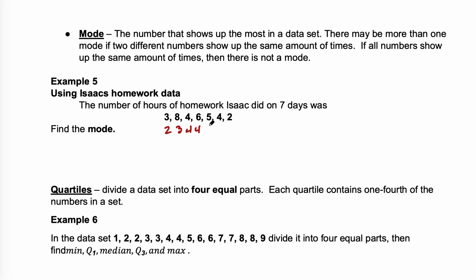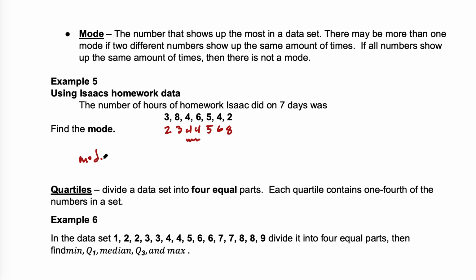Okay. Now the mode is just the most common number on there. And in this case, 4 is the most common number because it's the only one that has 2 of them. Now, 4 is going to be our mode. That one's easy enough to just write.